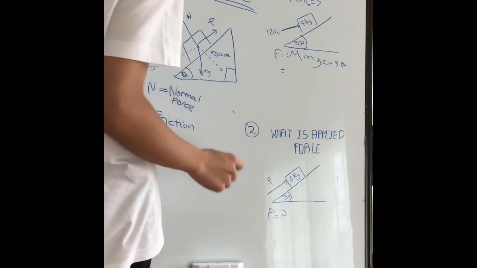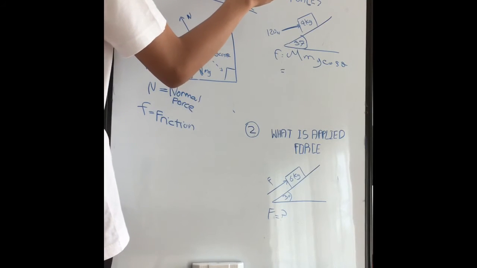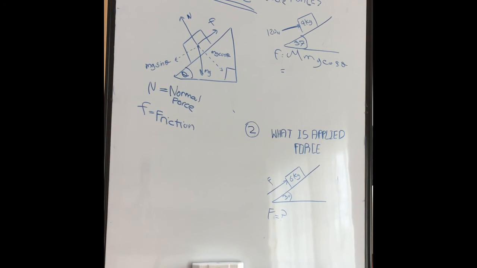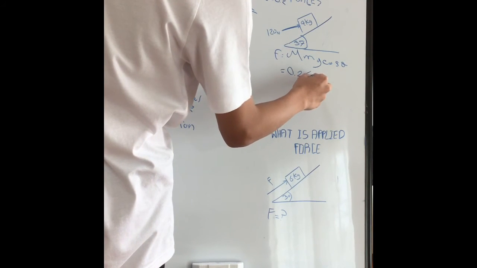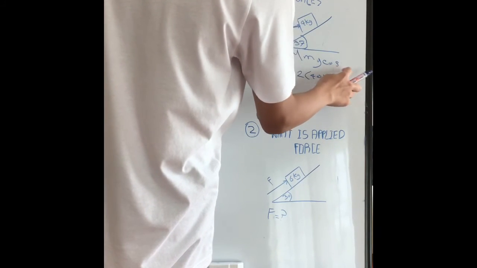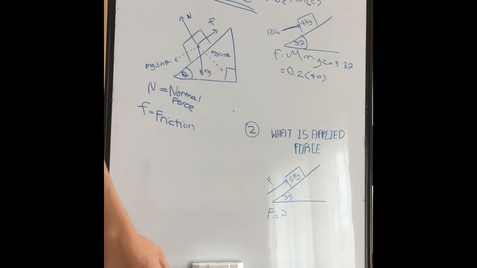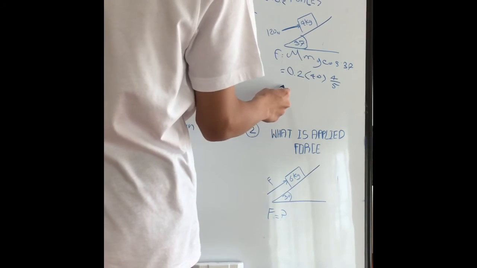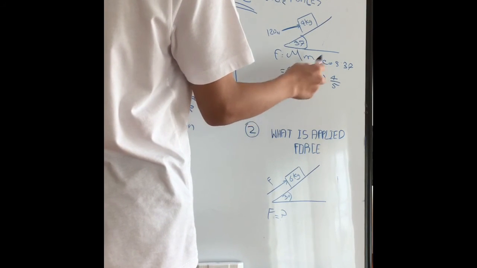Okay, I forgot to give the mu. So the mu is 0.2. So we get 0.2 times 40 and cos 37. For cos 37 is 4/5. So overall, we get 6.4 Newton.